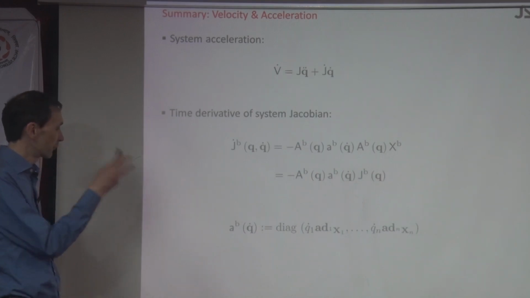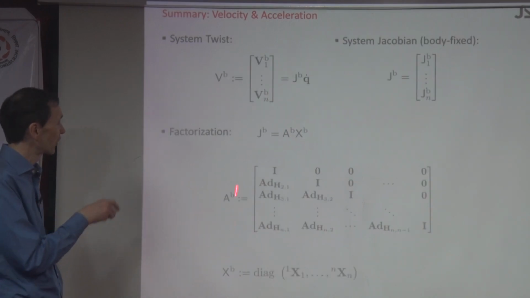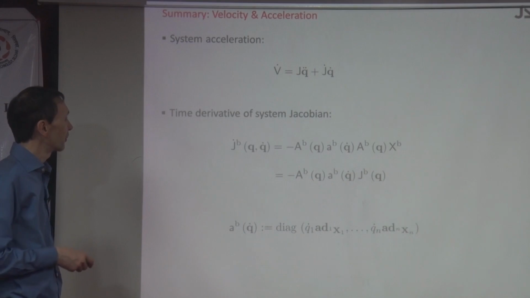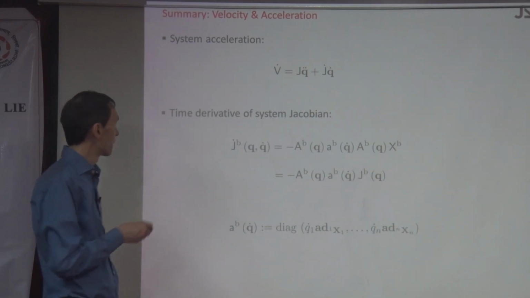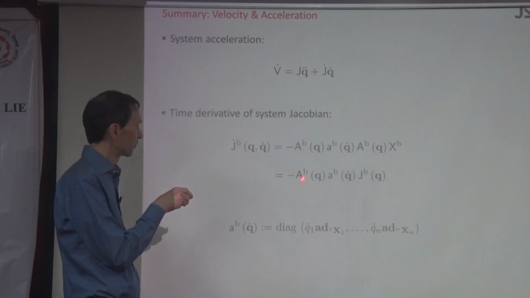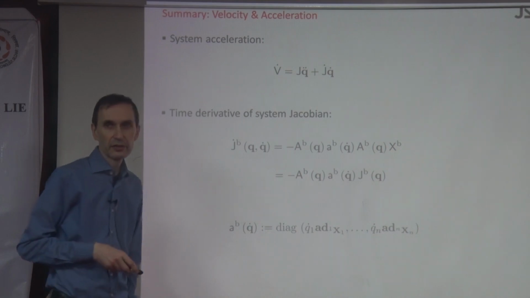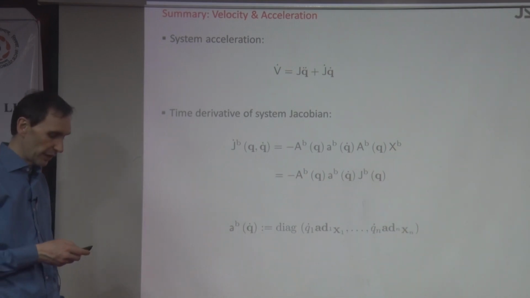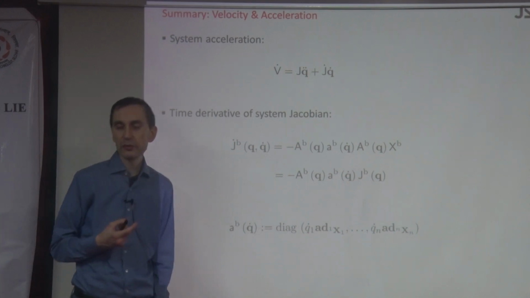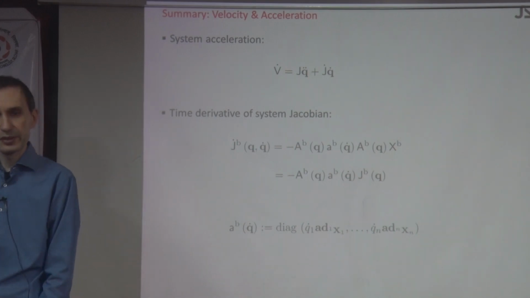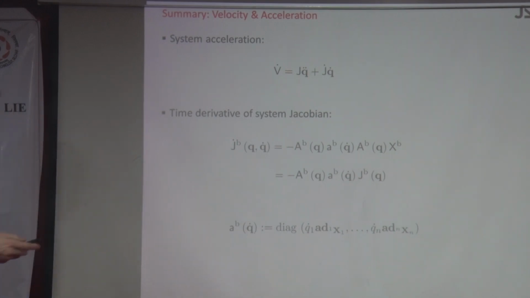And then finally the time derivative. So this was the Jacobian itself. The time derivative is, of course, just what we said. J dot is that equation, minus A times little a times J. And if this is so, then we can proceed, because this is what we need for the dynamics. Because for the dynamics we need accelerations, and that's essentially it.